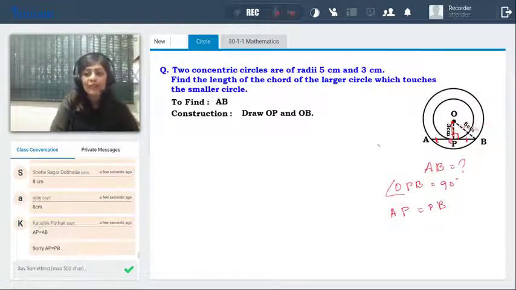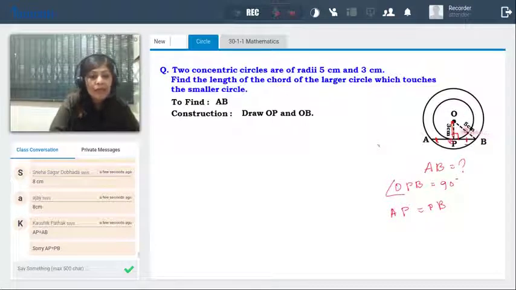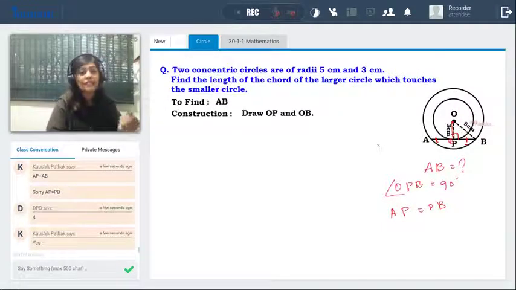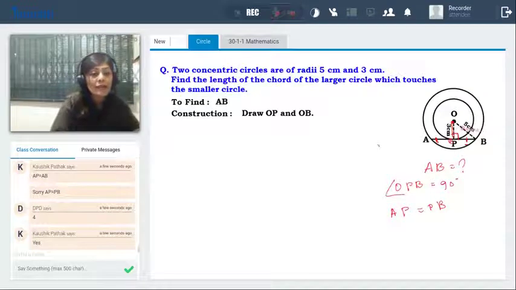Now that we know that OPB is a right angle triangle, can we find PB? Yes, students, can we find PB? Yes, definitely. It's a right angle triangle, right? What do we know? OP is 3, hypotenuse OB is 5. So what is the value of PB? Students, what is PB? Yes, Dhwani, very good. PB is 4, right?